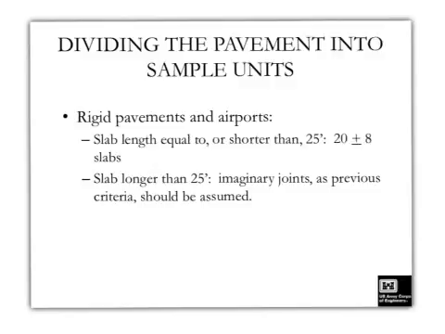When it comes to sampling rigid pavements and the airports, there are two cases here to define the amount of sampling units that we need to consider. If the slab length is equal to or shorter than 25 feet, then we have to measure the distresses on 20 plus or minus 8 slabs. If the slab is longer than 25 feet, then we need to come up with imaginary joints, and then the previous criteria should be assumed again.